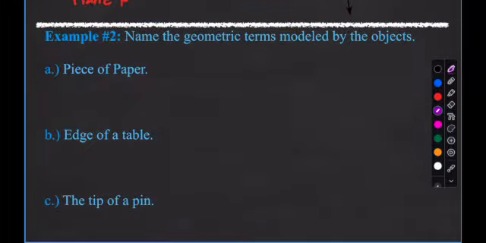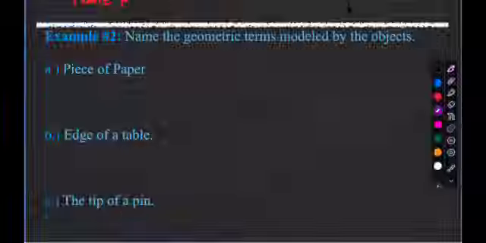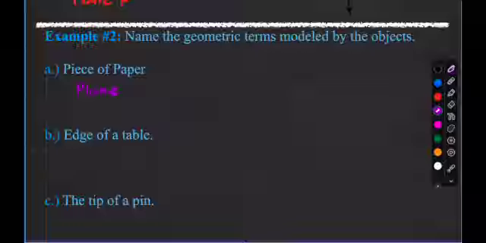Name the geometric terms modeled by the objects. A piece of paper. That would be modeling a plane, right? Like I mentioned earlier, a piece of paper really does not have a third dimension. It's two-dimensional. It just goes out in length and width. It has no height. So a piece of paper would be an example of a plane. Easy enough.